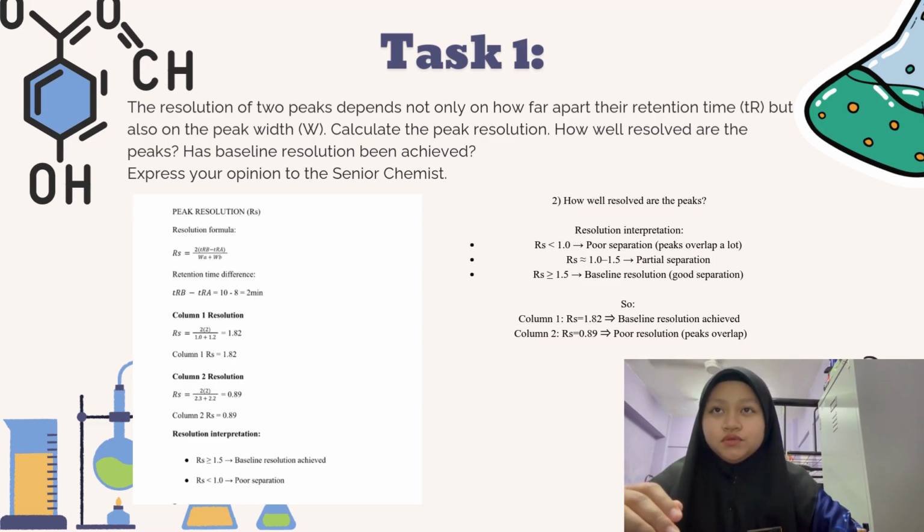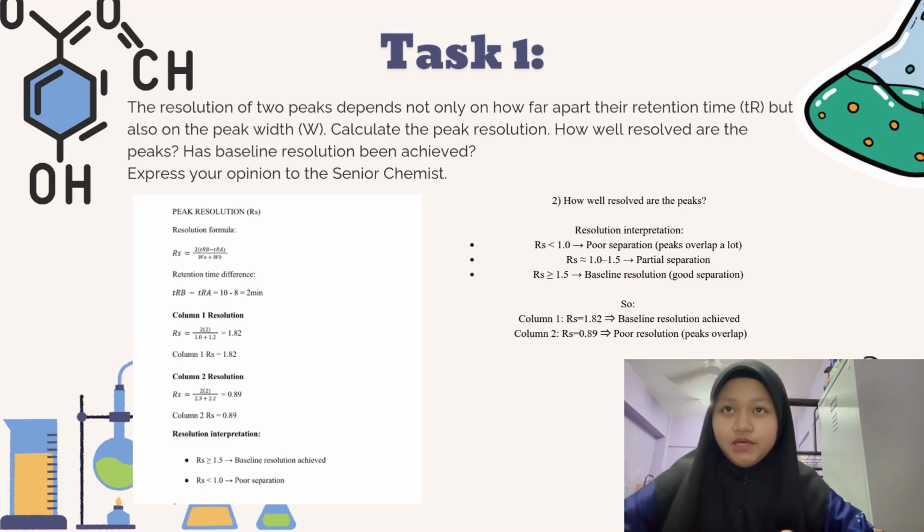For column 2, I use the same formula. For A, I got 0.129 cm, and for B, I got 0.0755 cm. As we know, column 2 has a higher H value, meaning poorer efficiency.